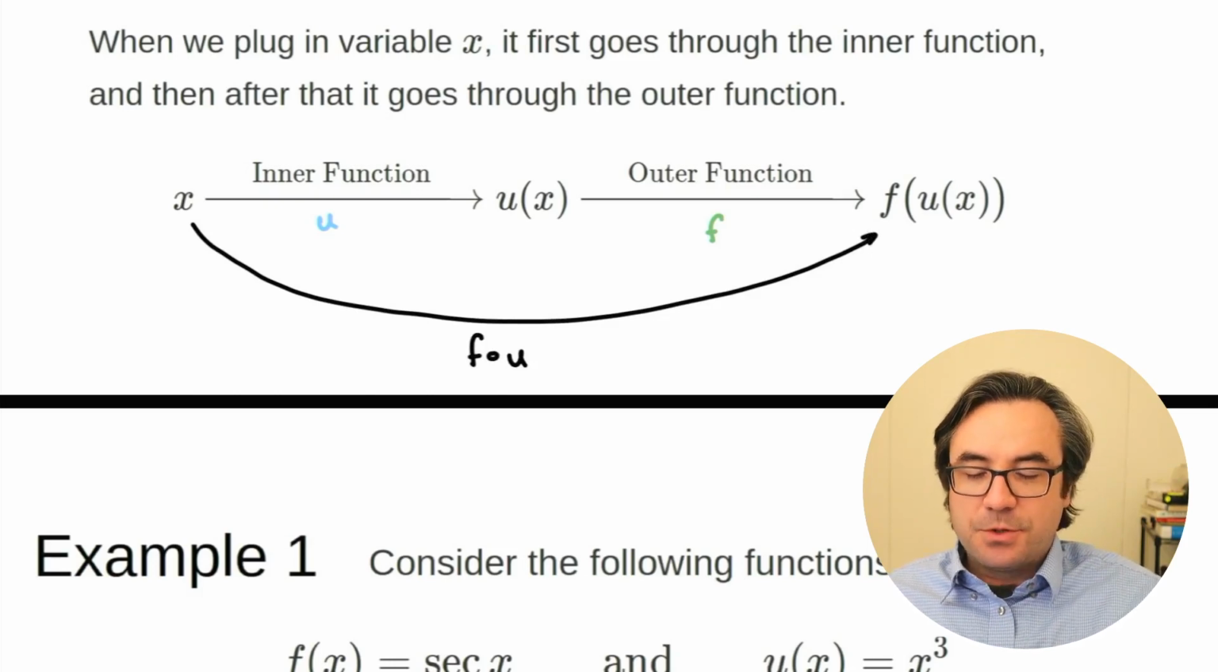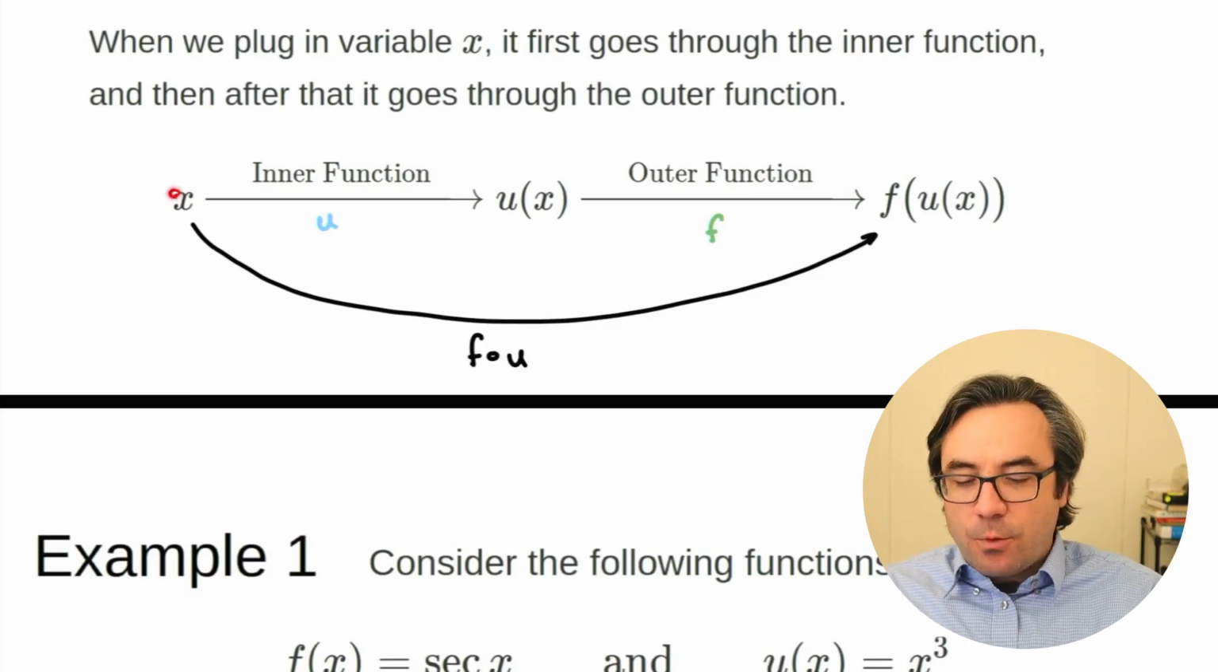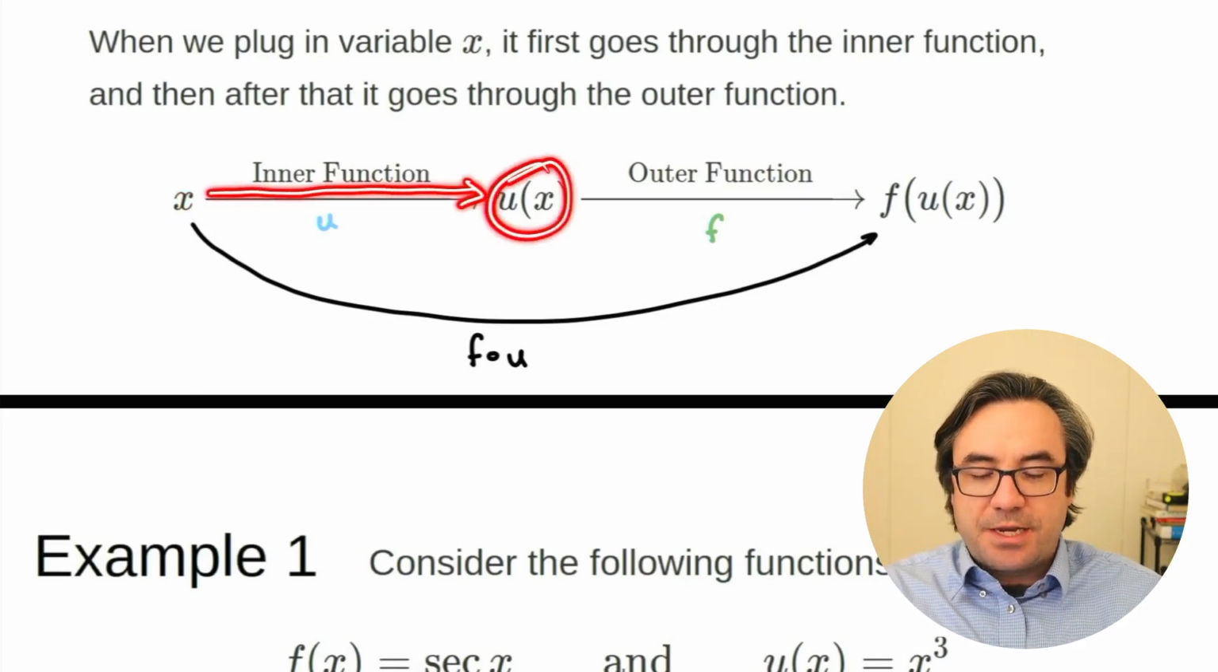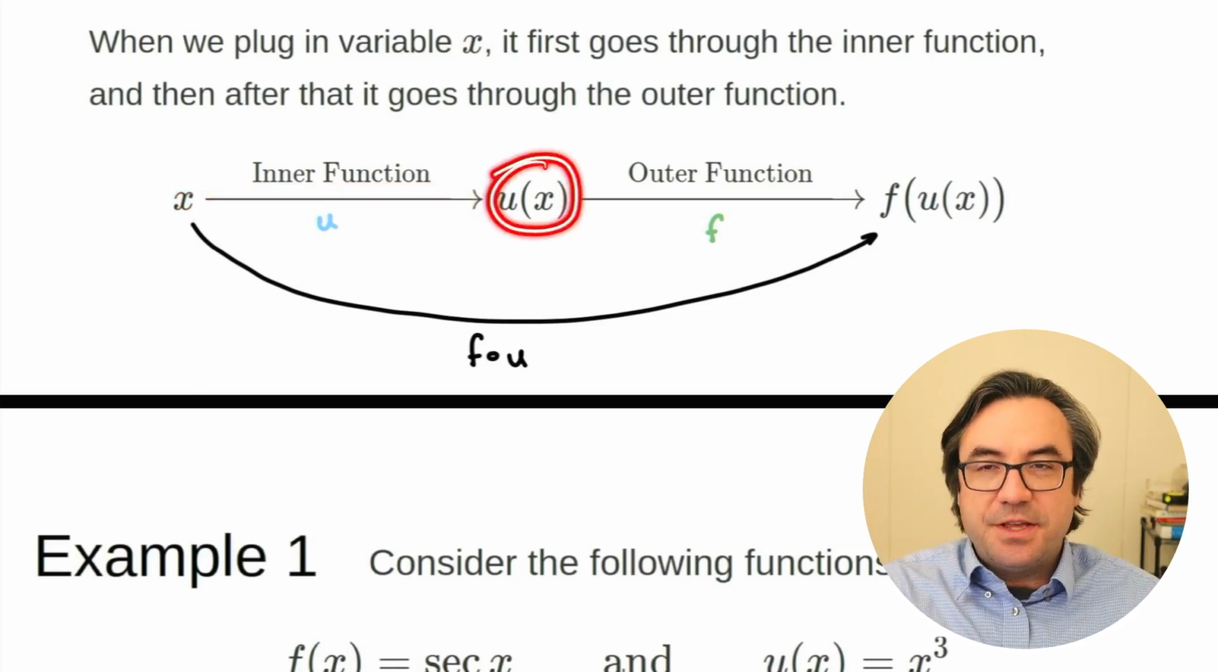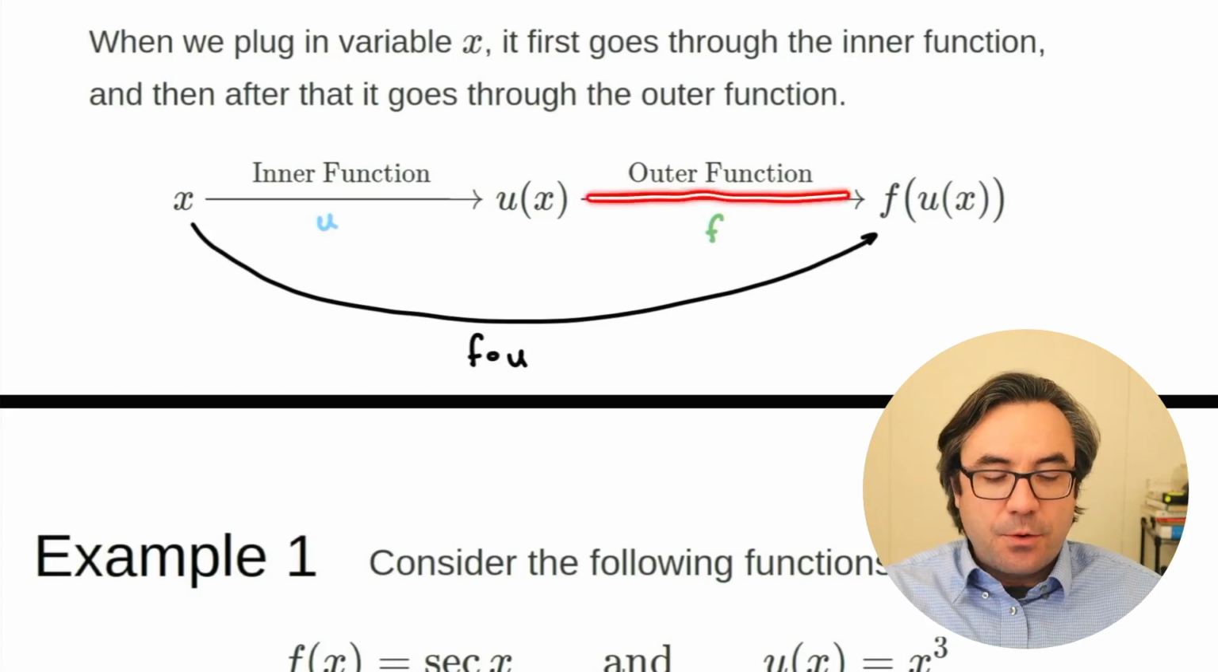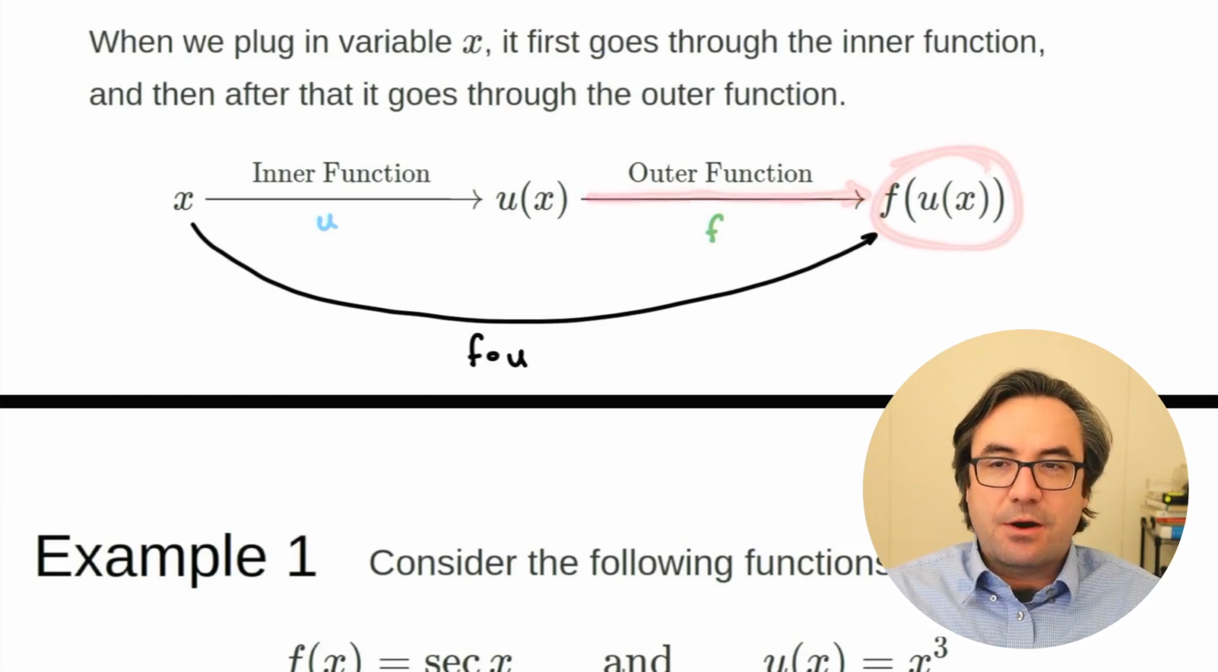So you want to think of this almost like an assembly line. We take our raw material, our input at the beginning, and then it goes through function u. That gives us u of x. Then we take this new material, throw it through function f, and then we get our end product.